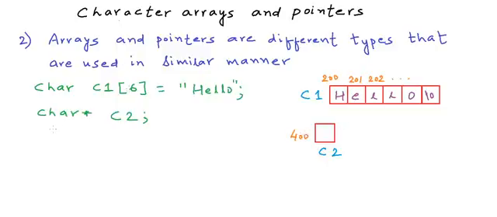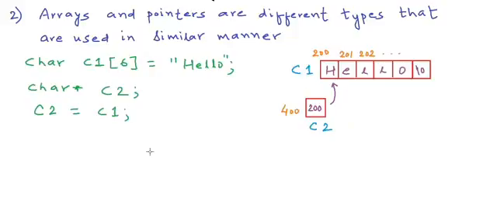Now what we can do is write a statement like this: C2 equal to C1. Even though C1 is a variable name for a character array, and C2 is a variable which is a pointer to character, this particular expression is valid. Just using the name of the array actually returns the address of the first element in the array. So what this statement will do is fill in the address 200 in C2. So C2 now points to the first element in the array.